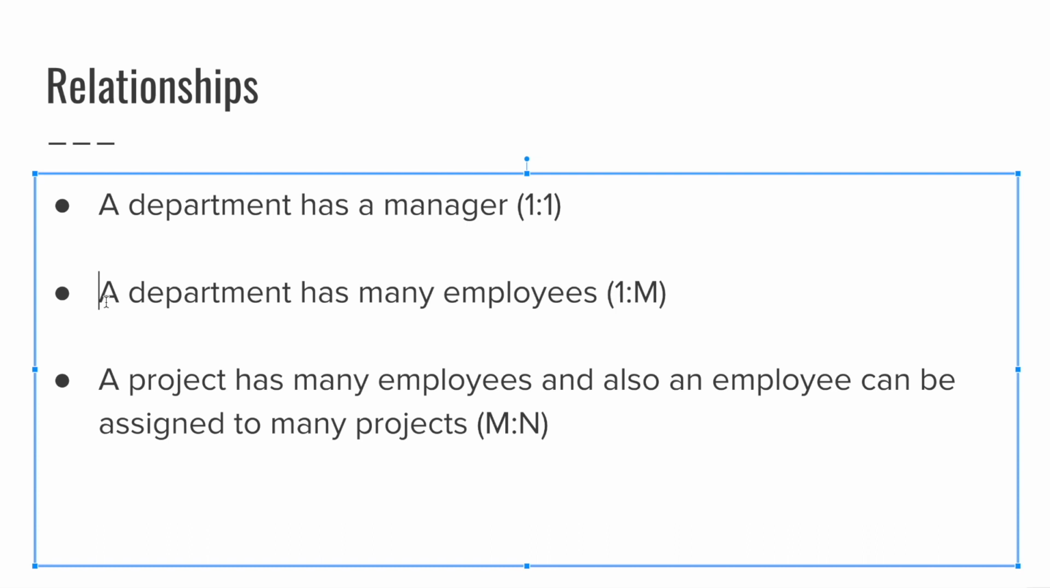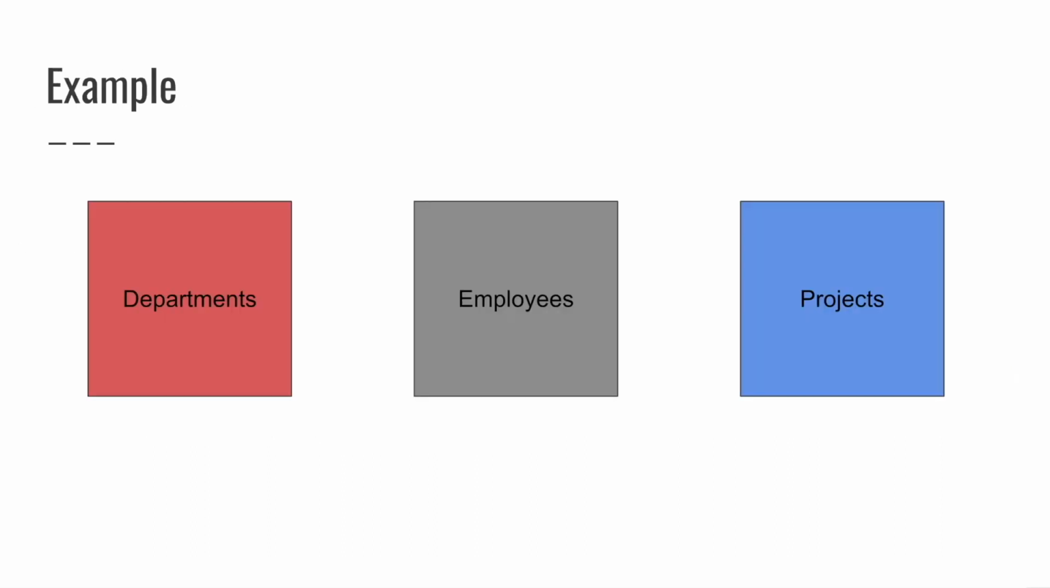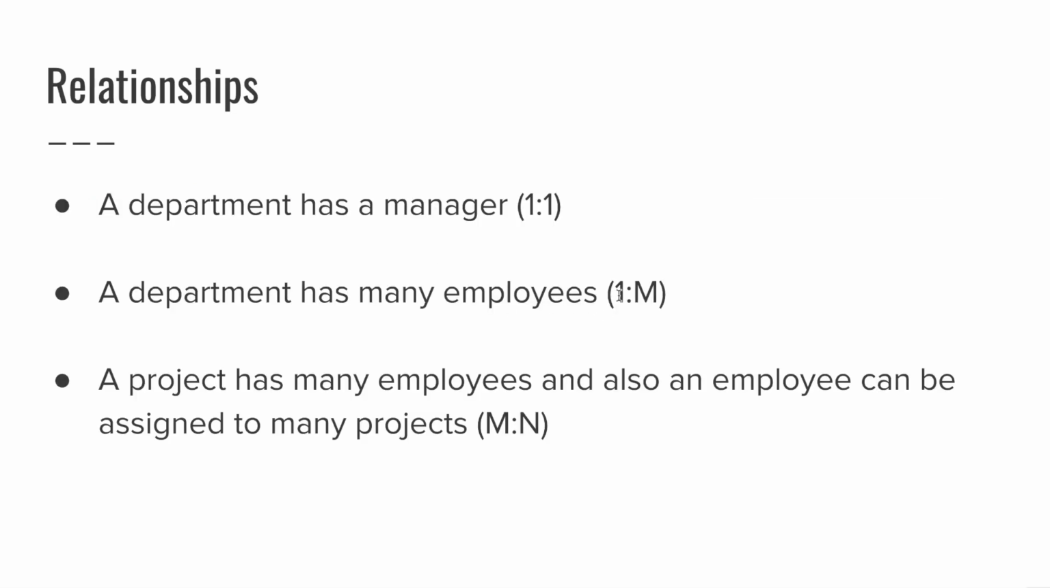The second relationship we are going to do is that a department has many employees. Of course, a department has many employees. So one department has many employees. What type of relationship is that? It's a one-to-many relationship, or we denote it as 1:M or 1:N, right?